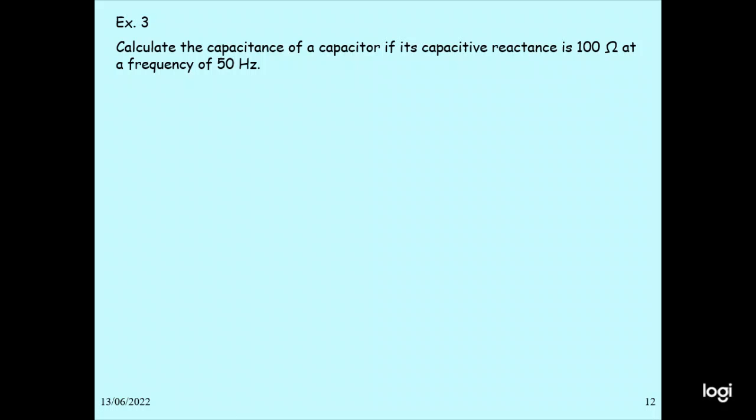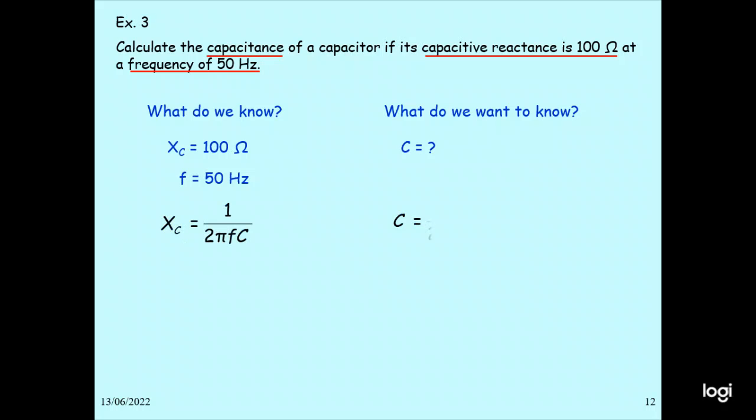Calculate the capacitance of the capacitor if the capacitive reactance is 100 ohm at the frequency 50 Hz. So then what do we know? Xc equal to 100 ohm, f is 50 Hz. What do we want to know? Capacitance, we have to find. So Xc equal to 1 by 2πfC, so C equal to 1 by 2πfXc. So 1 by 2π into 50 into 100, you got 31.8 microfarad.